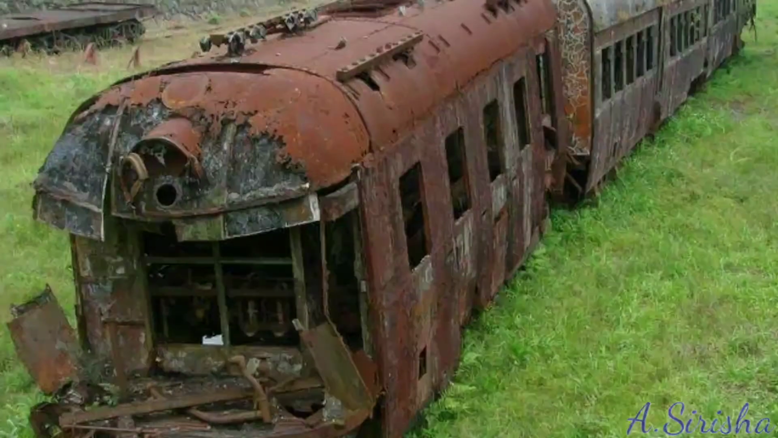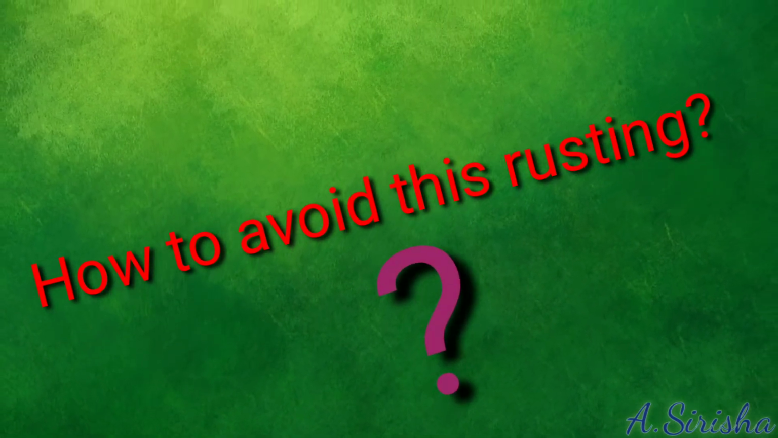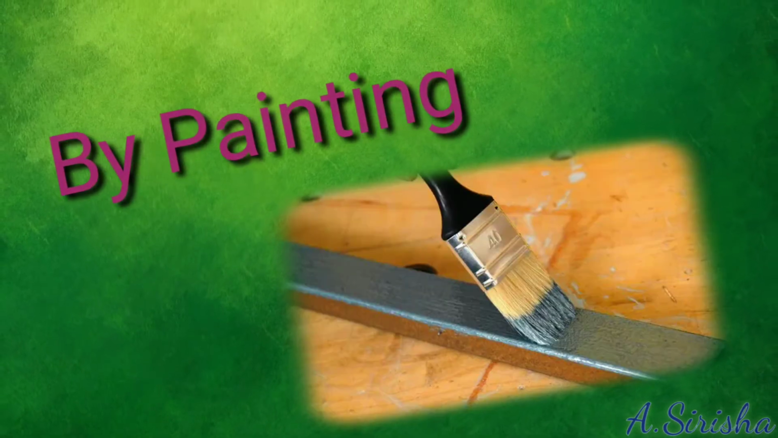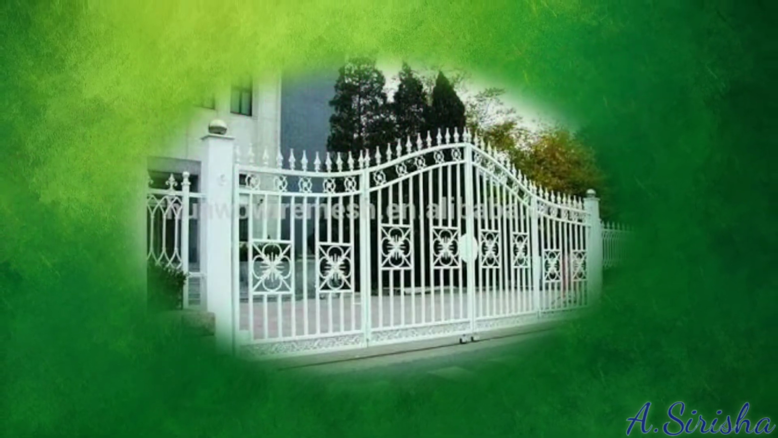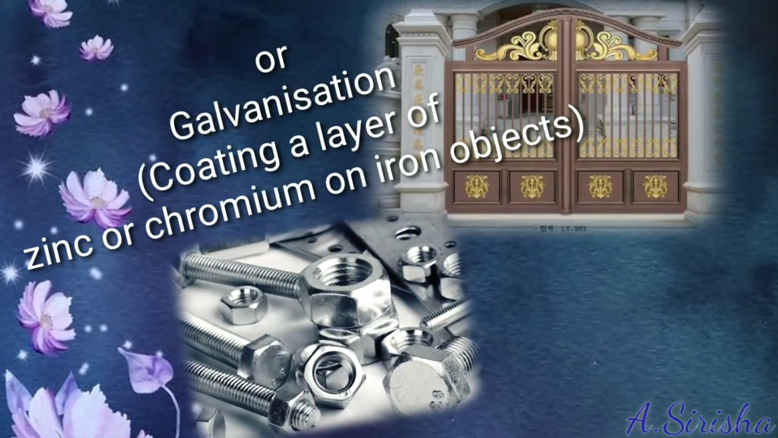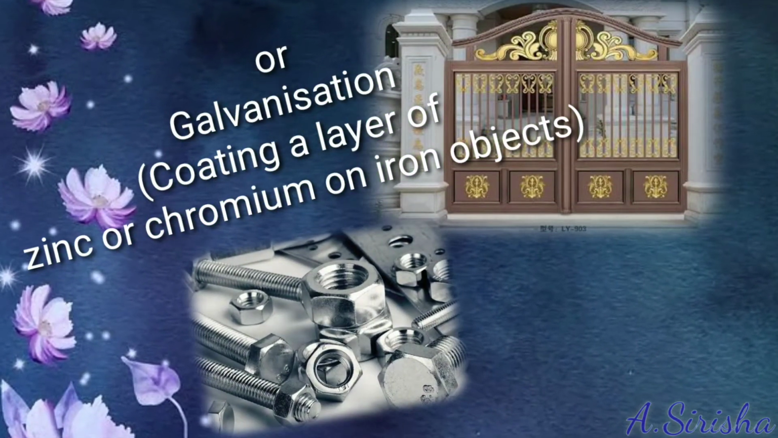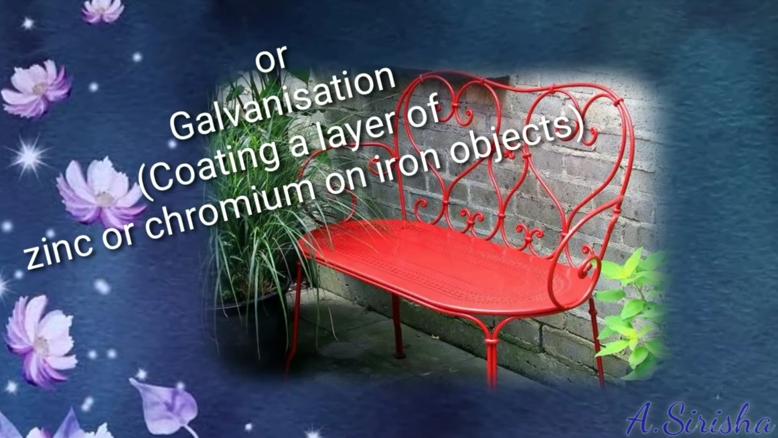Rusting slowly destroys iron objects. Can we stop iron objects from rusting? Any solution for that? Yes, by painting or by galvanization. When iron objects are painted, they cannot come in contact with air. Hence, they do not get spoiled by rust. Coating a layer of zinc or chromium on iron objects is called galvanization.